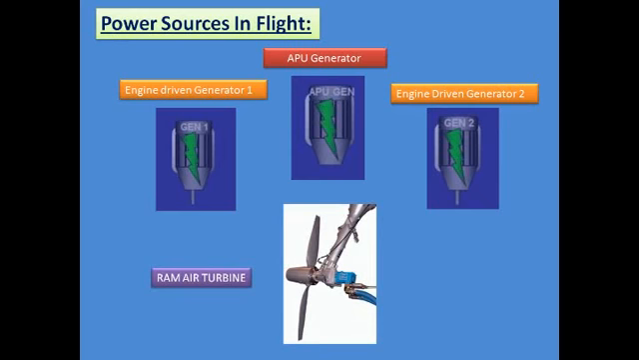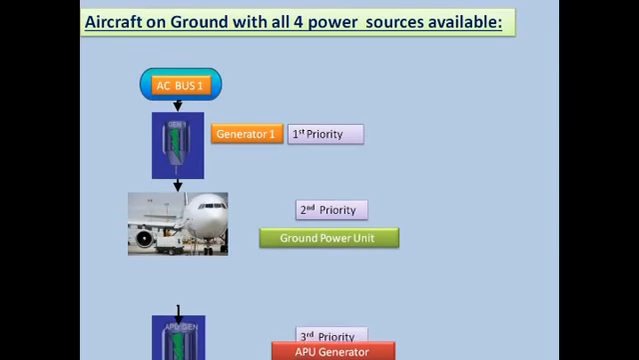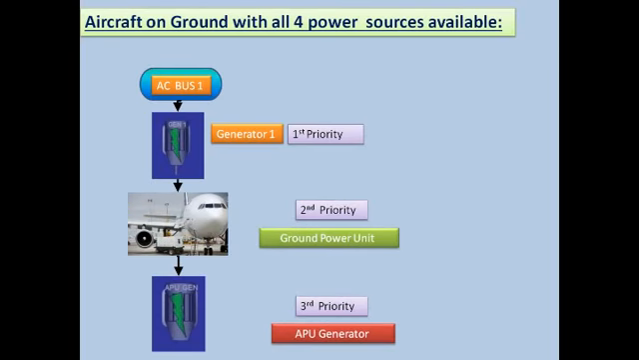Let us consider the aircraft is on the ground and all 4 power sources are available. AC bus bar 1 will have the priority of receiving power first from generator 1. If it gets cut off, then it will receive from GPU and finally from APU. Similarly, AC bus bar 2 will have first priority from generator 2, then from GPU, and finally from APU.